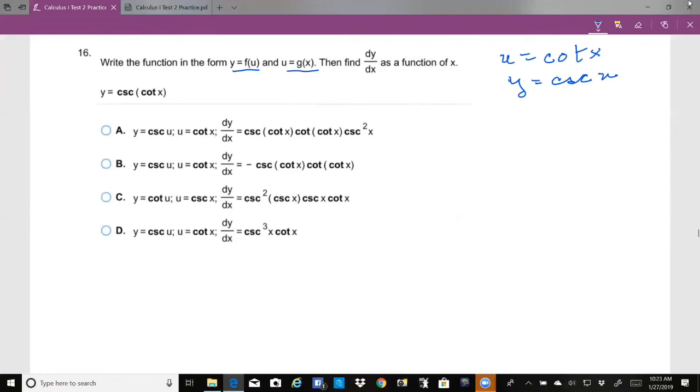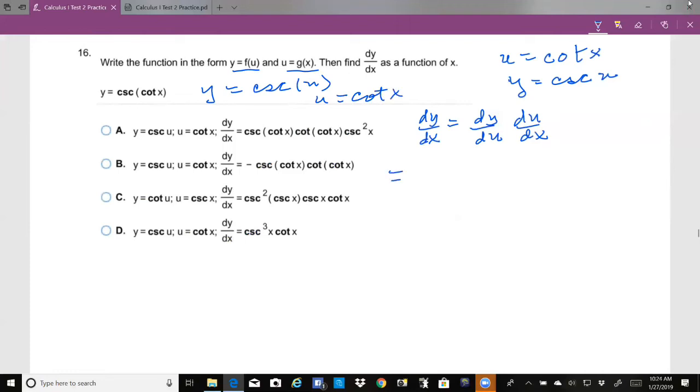dy/dx is equal to dy/du times du/dx. And notice that y is equal to cosecant of u, where u is equal to cotangent of x.